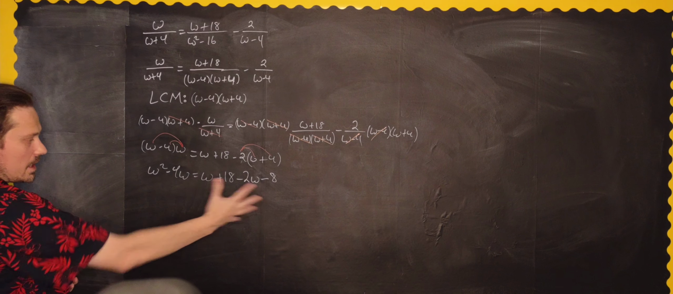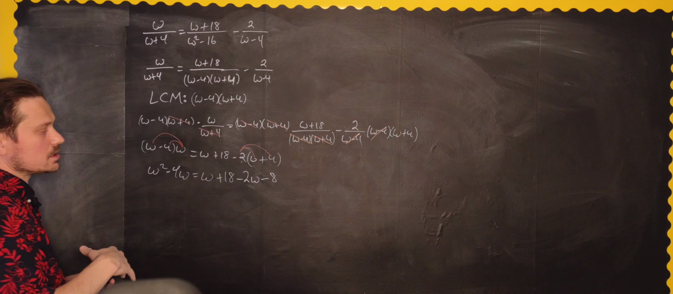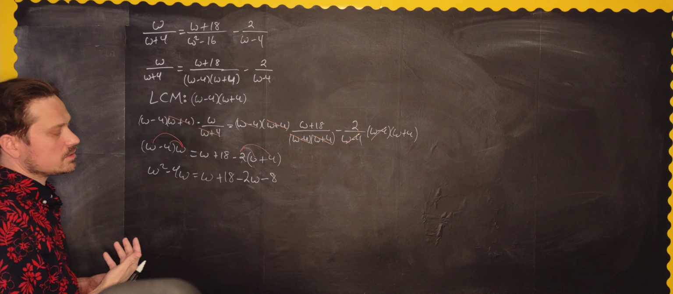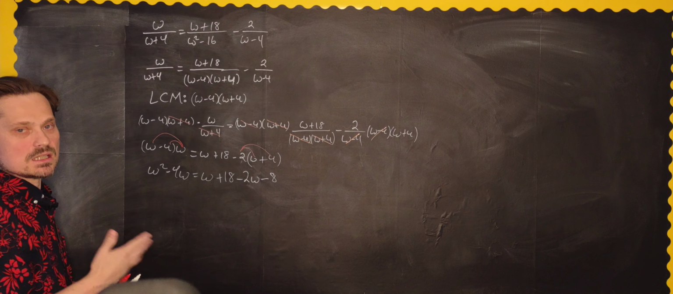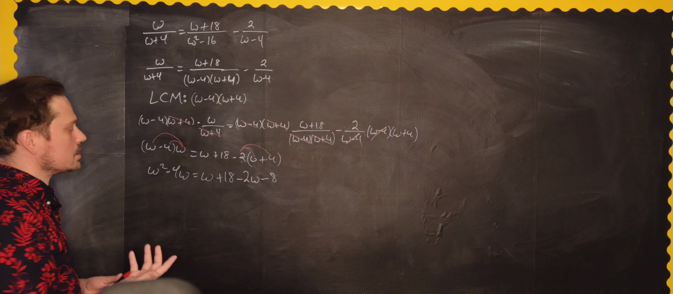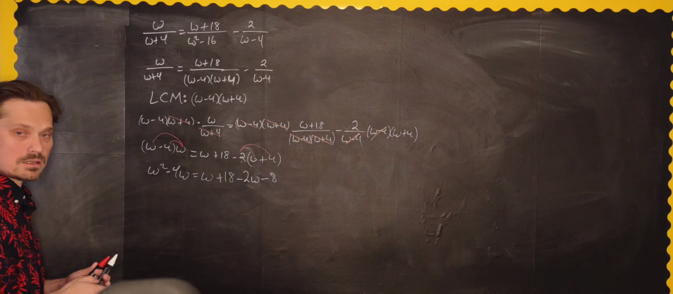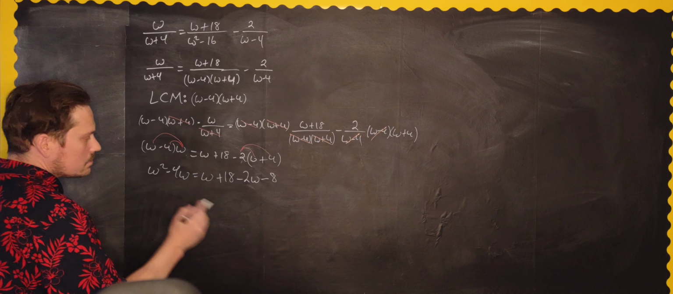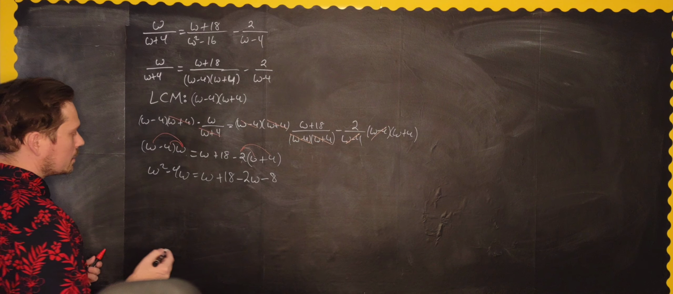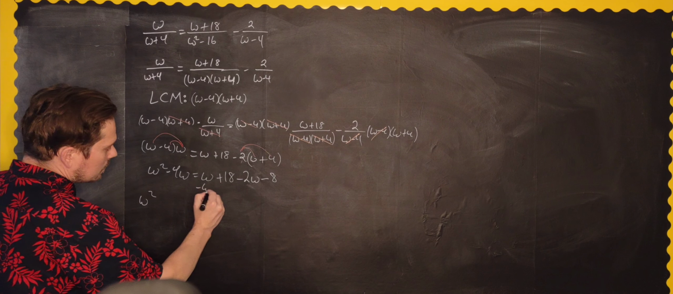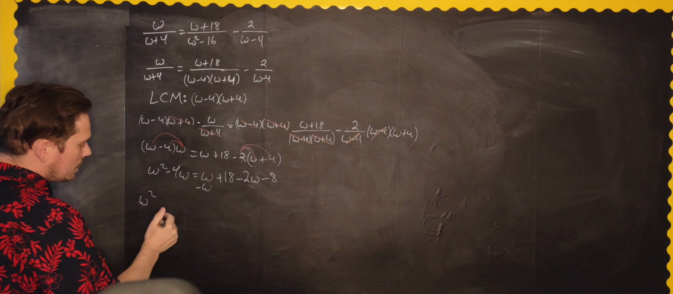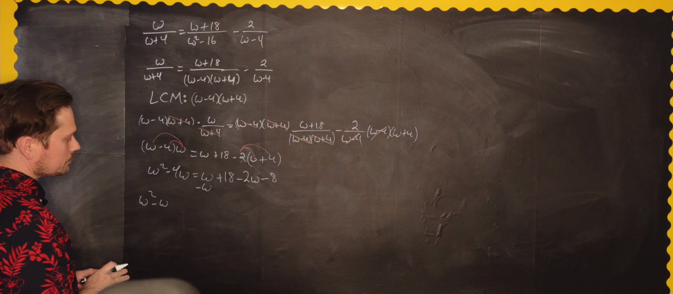From here, gather all of these terms on one side of the equation. In other words, we want something of the form x squared plus bx plus c equals 0. That's a quadratic equation with all the terms on one side only. So let's do that. How do you do it? Well, what you can do is this. You can write w squared and then subtract w from here and also from here. So it becomes minus w here, okay?